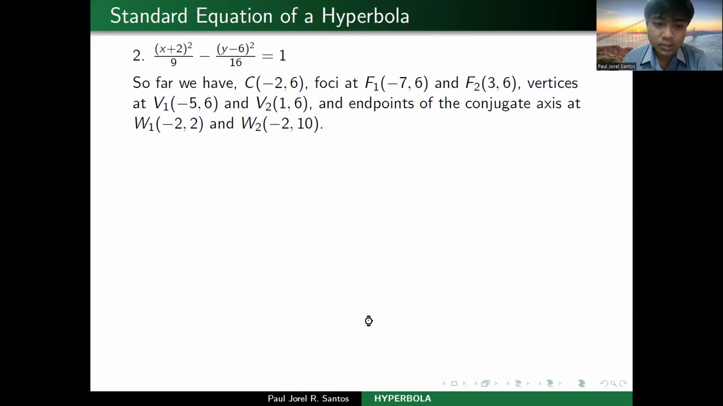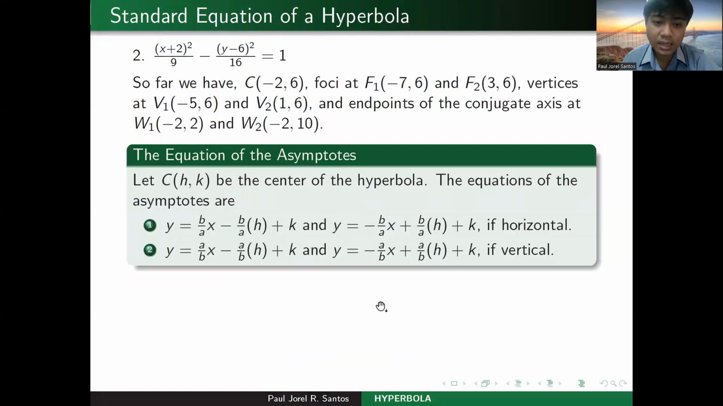Now let us proceed to the equation of the asymptotes. How are we going to solve for the equation of the asymptotes? Again, we will be using the first formula because the hyperbola is horizontal. As you can see here, y equals b over a times (x minus h) plus k, and the second one is y equals negative b over a times (x minus h) plus k.